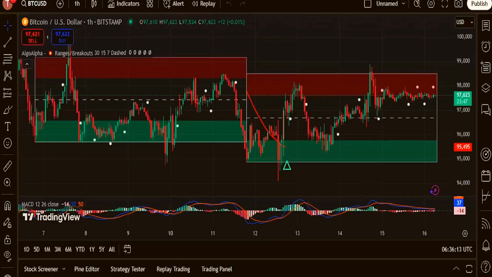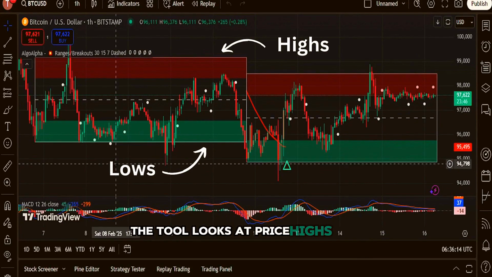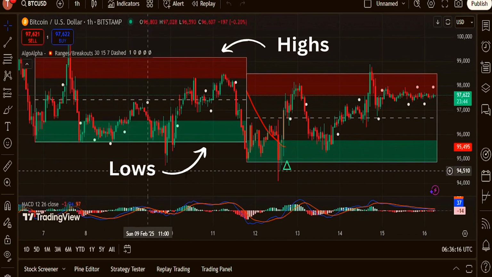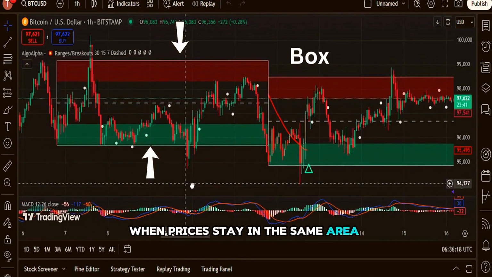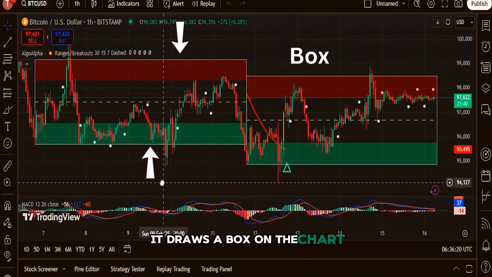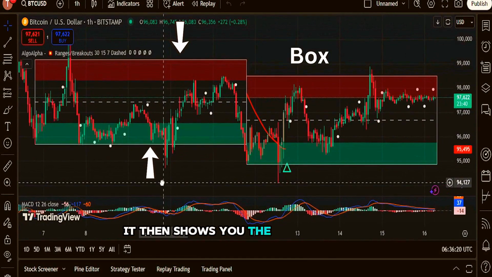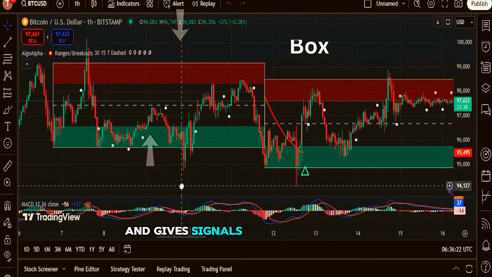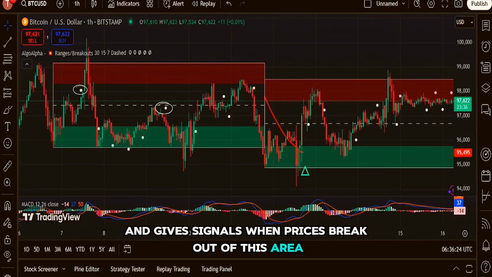How it works. The tool looks at price highs and lows over time. When prices stay in the same area for a while, it draws a box on the chart. It then shows you the middle of this price zone and gives signals when prices break out of this area.